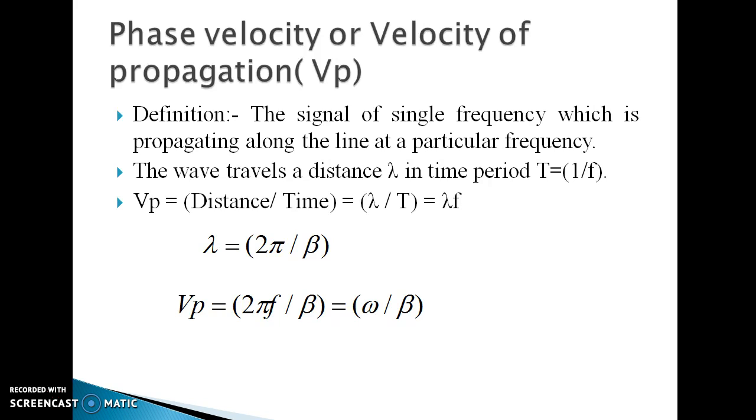Phase velocity or velocity of propagation. It is for a signal of a single frequency which is propagating along the line. So, suppose the wave travels a distance lambda in time period T. We can say that T is equal to 1 by f, that is the frequency, and Vp, that is the velocity of propagation, is equal to distance upon time, is equal to lambda by T, is equal to lambda f. What is lambda? Lambda is 2 pi upon beta. So, if you simplify your velocity of propagation formula, then you will get Vp is equal to 2 pi f divided by beta, or omega divided by beta.